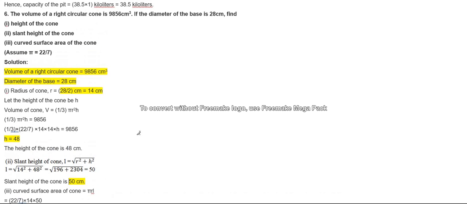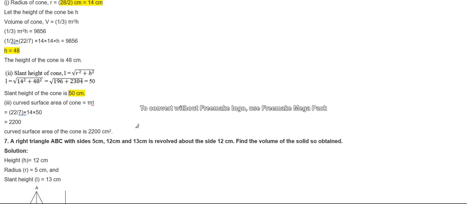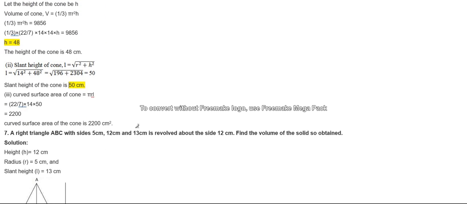So it is 50 centimeters. Now see the third part. What do you have to find out? You have to find out the curved surface area. What is the formula you know? The formula is pi R L. Now once L is known to you, you can easily find it out. So that is your answer using the formula.